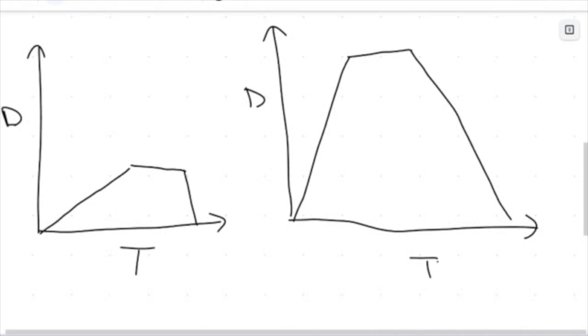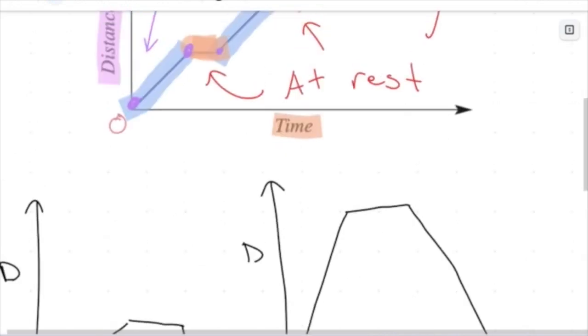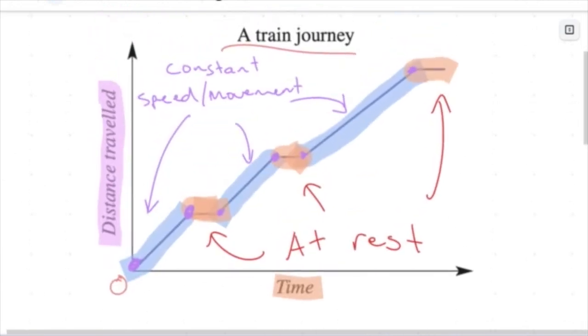Now, they're both trying to communicate the same things to me. They're telling me that they're pretty much tracing out some motion of an object. Now, this can be a train, for example, like we had here. So this graph simulated a train journey, right? Because we moved, then we stopped at one stop. Then we moved, we stopped. We moved and we stopped. This would be like a good visual representation of how a train journey might go.